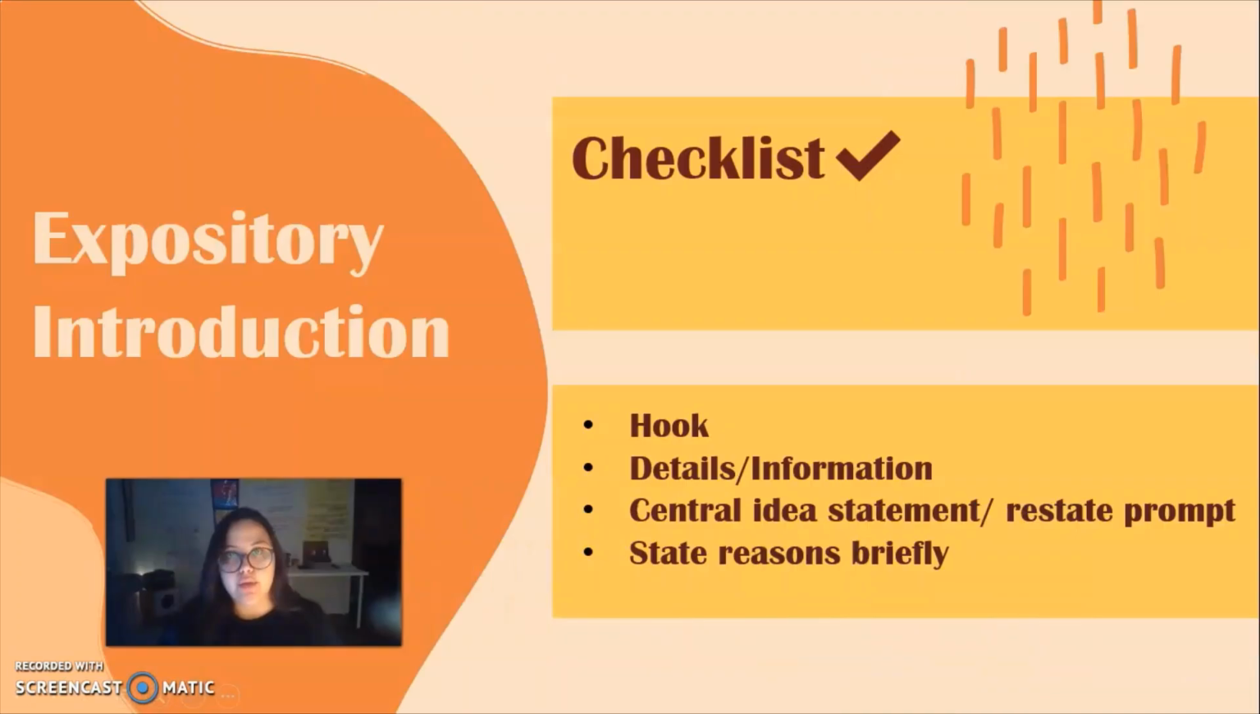Every paragraph in the essay needs to have a checklist, and we started doing this last week, and I think it was very helpful because I've seen a difference and improvement in some of your writing. So this is our expository introduction checklist. Your introduction needs to have a hook, you need to have details and some information, you need to have your central idea, which is one of, if not the most important part of your introduction, and you need to state your reasons briefly.